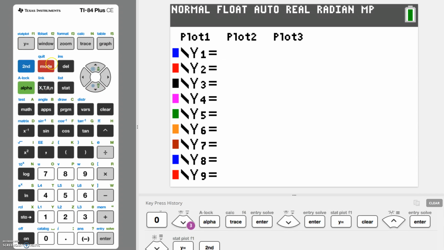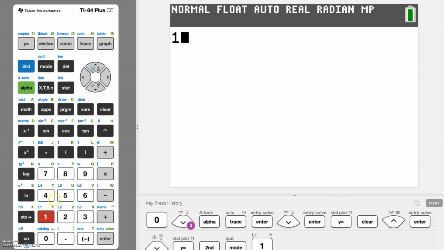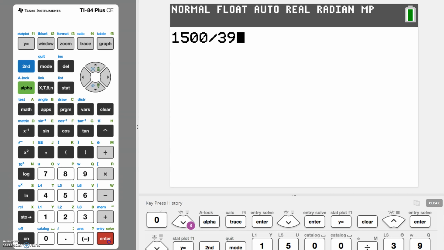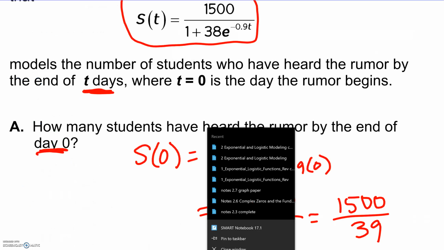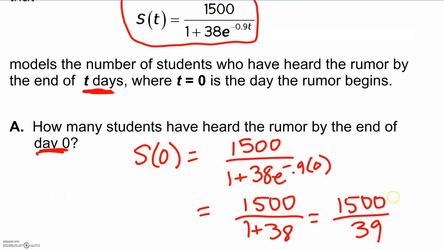Let's see, 1,500 divided by 39. Yeah, it's about 38 students, and so that would be then your answer here. All right, so that's how you do part A.